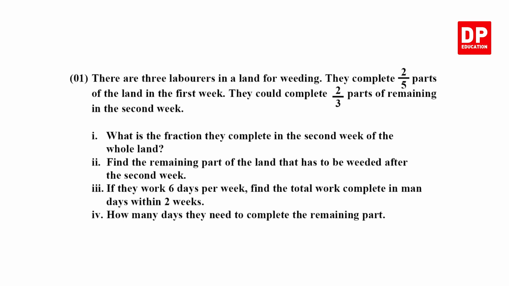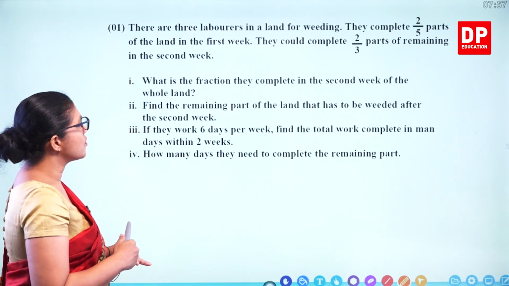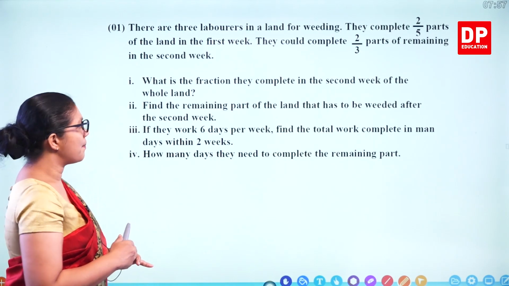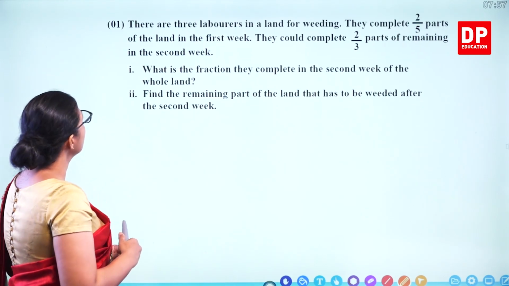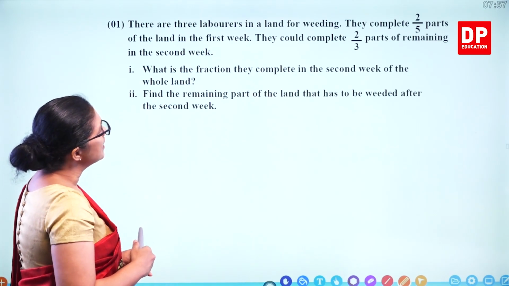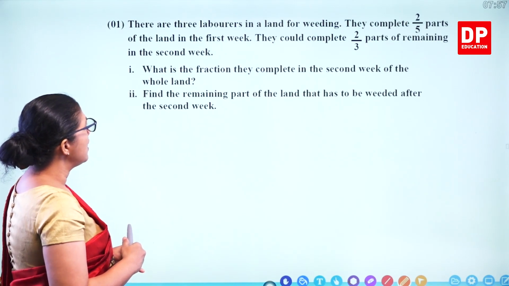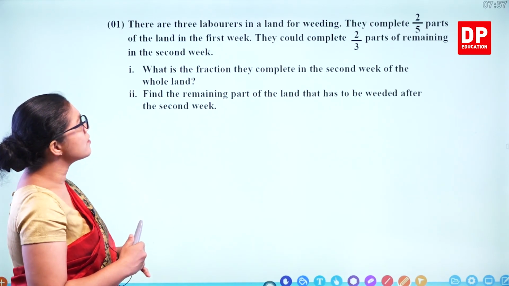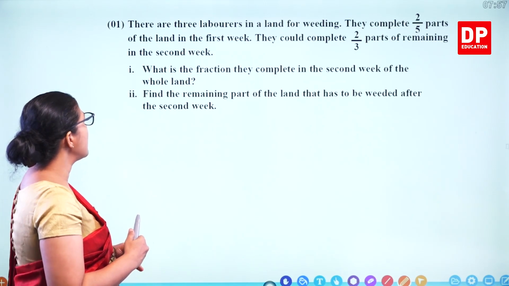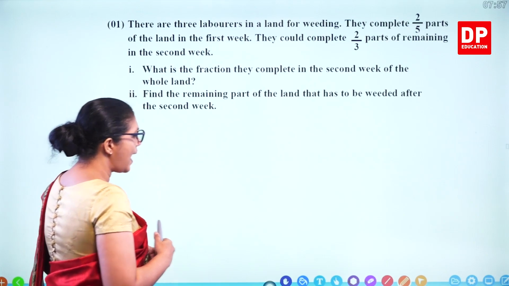Question number 1. This is about fractions. There are 4 parts, so we'll do it step by step. There are 3 laborers in a land for weeding. They complete 2/5 parts of the land in the first week. They complete 2/3 of the remaining in the second week. What fraction of the whole land do they complete in the second week?